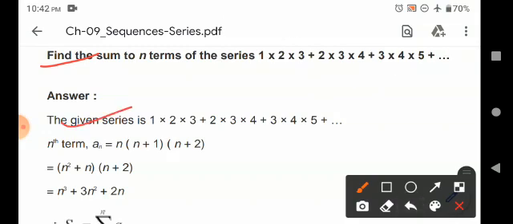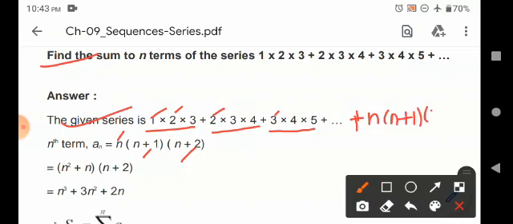The given series is 1 into 2 into 3 plus 2 into 3 into 4 plus 3 into 4 into 5 plus and so on. The nth term of this series is given by an or Tn. The first term of each progression in the given series is 1, 2, 3. Therefore the nth term of this series is n. The second term of each progression starts with 2, 3, 4 like that. Therefore the second term of each progression is n plus 1. Likewise n plus 2. Therefore the nth term of this series is n into n plus 1 into n plus 2.